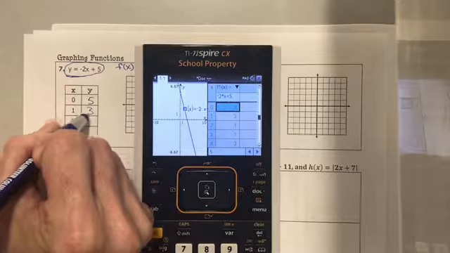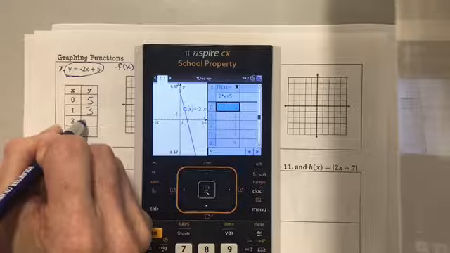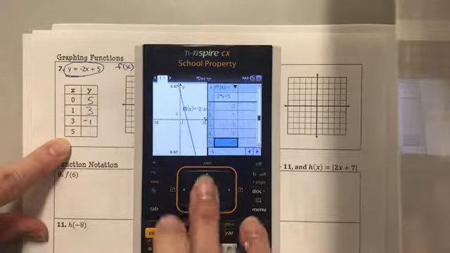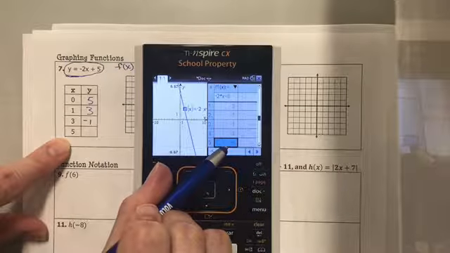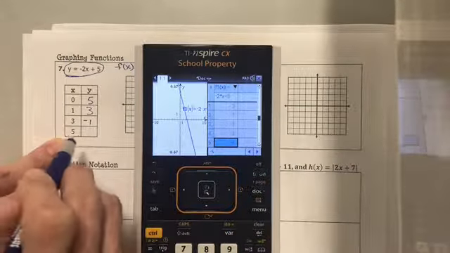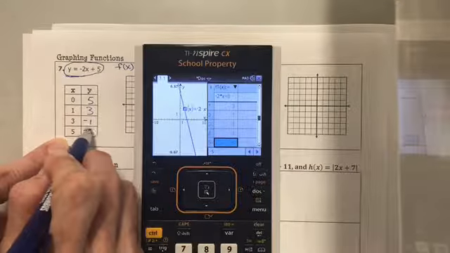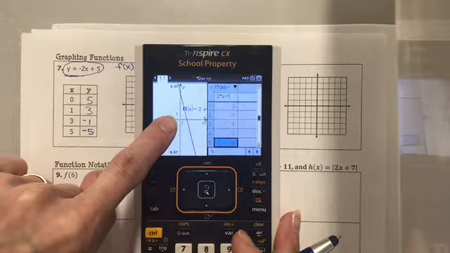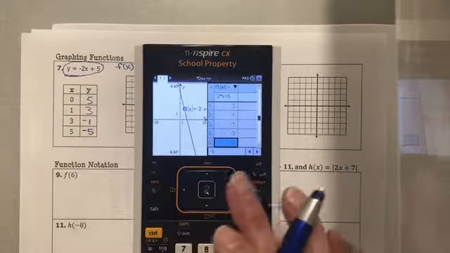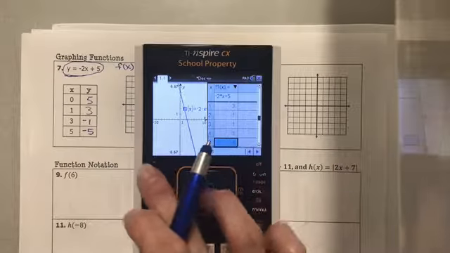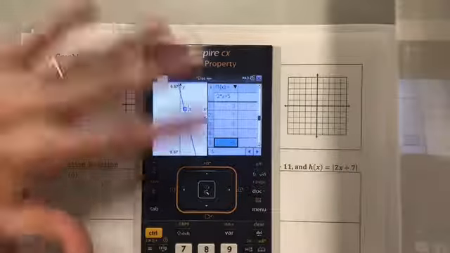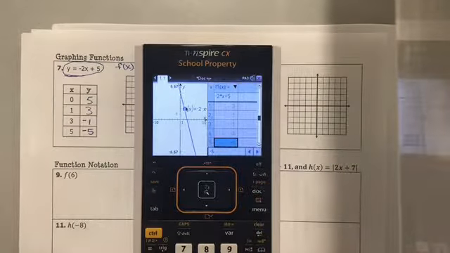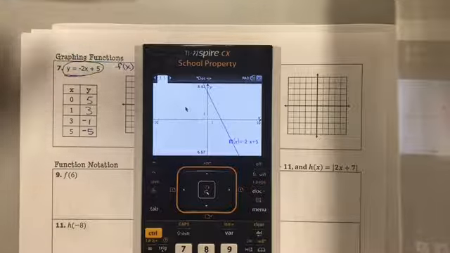1 is 3. 3 is negative 1. And 5, I've got to go down just a little bit more. And now I have 5 as x, and my y is negative 5. Okay? And we already know what the graph looks like. We can find the zeros, okay? So if we want to get rid of the table, we can hit Control T and it goes away. All right, this is a free one.